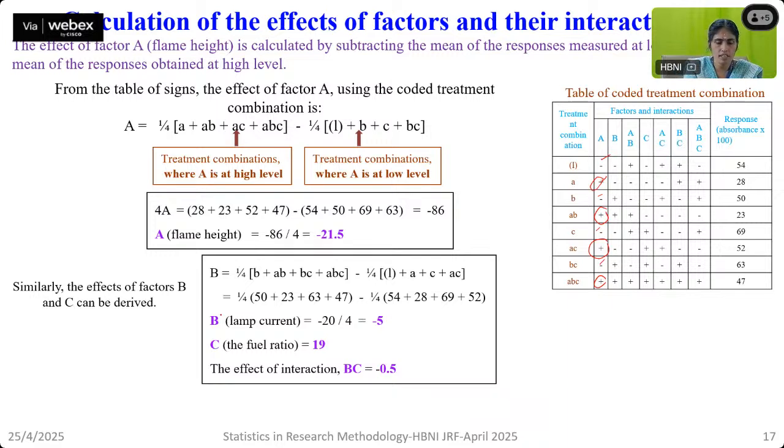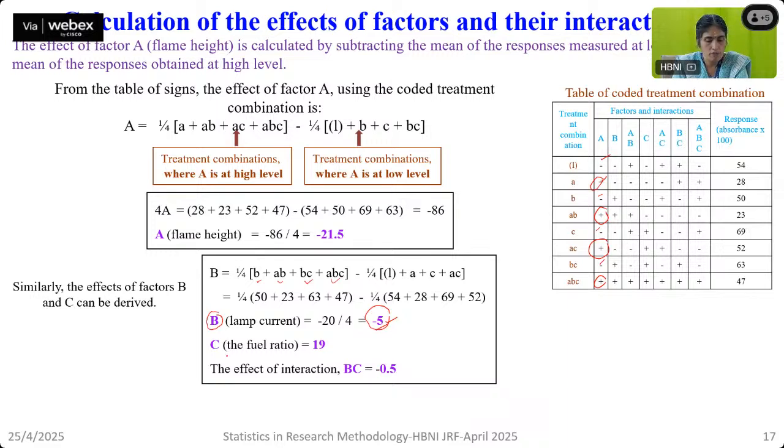Similarly, if you want to calculate the impact of the lamp current on the response function, you can calculate the sum of those points where B is at high, then subtract the sum of those points where B is at low value, then divide by 4, and you get the value of the impact of B, lamp current, on the absorbance of calcium solutions. Here again you see there is a negative sign for the number, indicating that if you change from low input to high input of lamp current, the absorbance value is decreased.